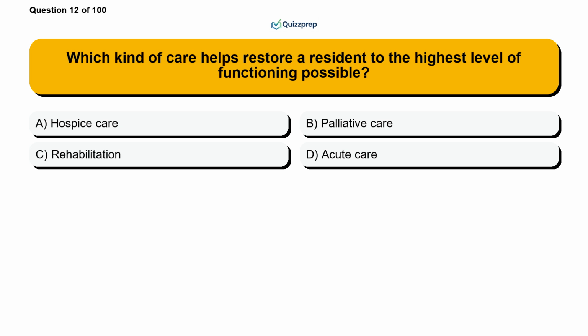Question 12. Which kind of care helps restore a resident to the highest level of functioning possible? Option A, hospice care. Option B, palliative care. Option C, rehabilitation. Option D, acute care. The correct answer is option C, rehabilitation.